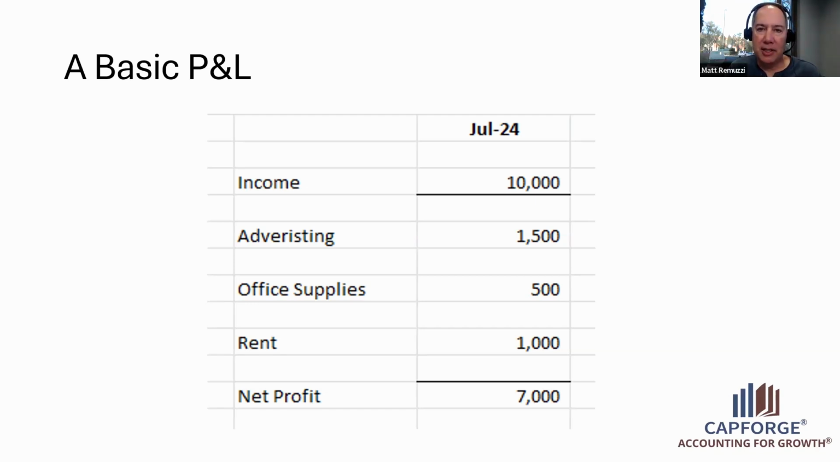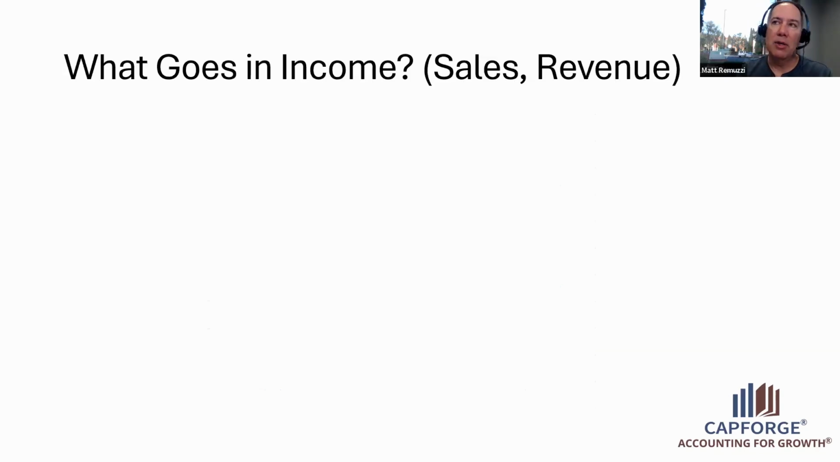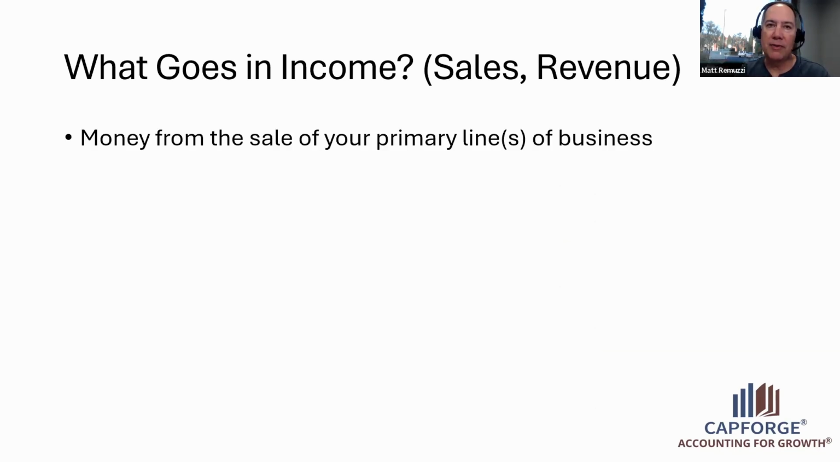The income section is at the top, then the expenses section is in the middle, and then the net profit section is the last line at the bottom. And that's either a positive number or a negative number for whatever time period you're looking at. Let's talk about what goes into income. Again, sometimes also called sales or revenue. Those are all basically interchangeable words for the same thing.